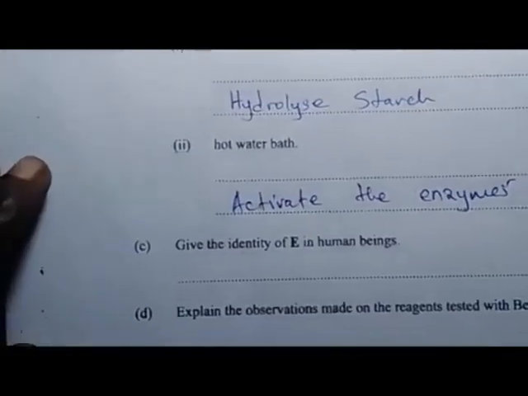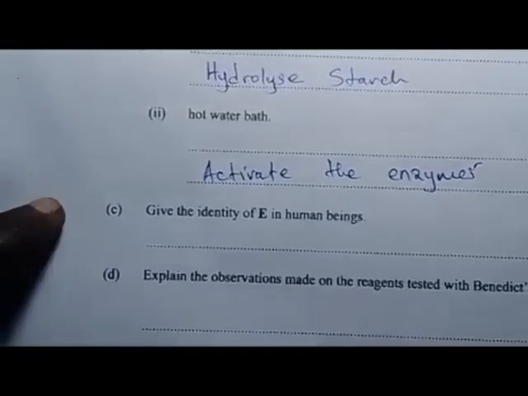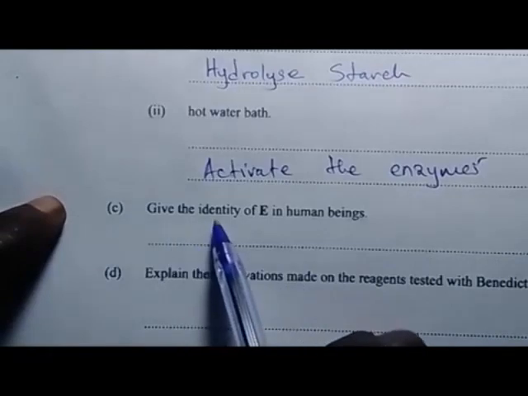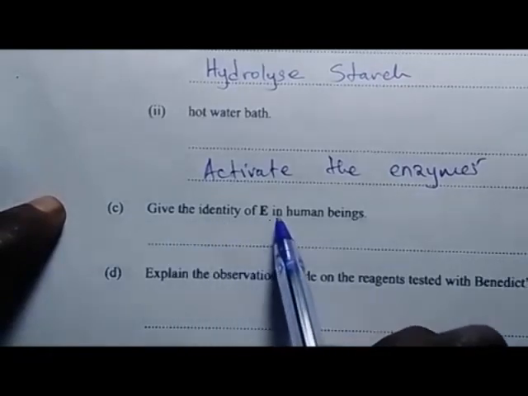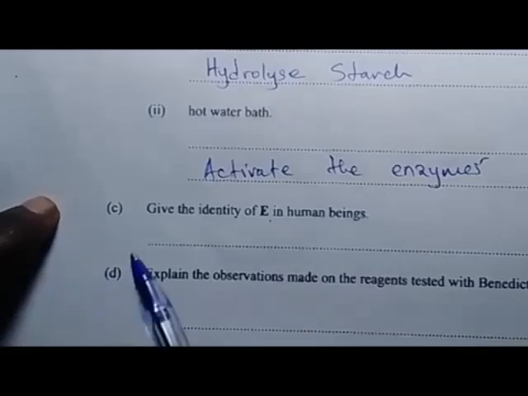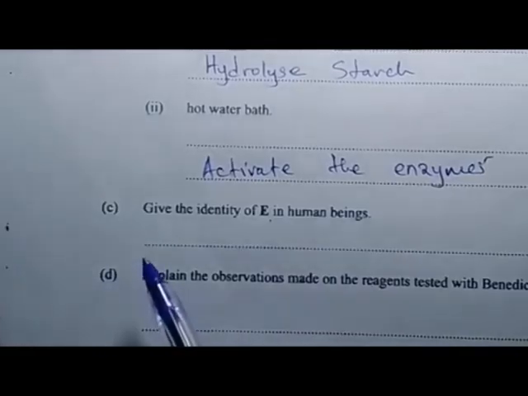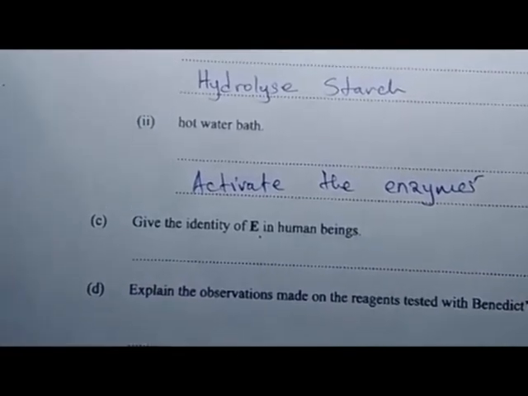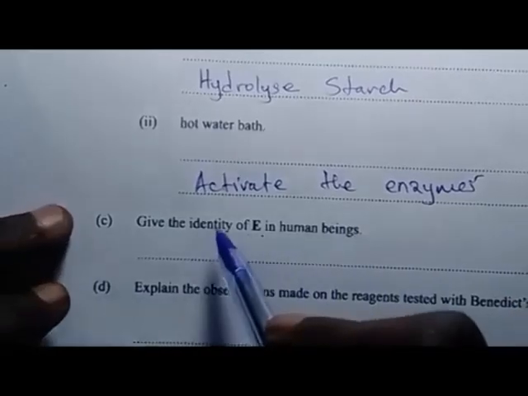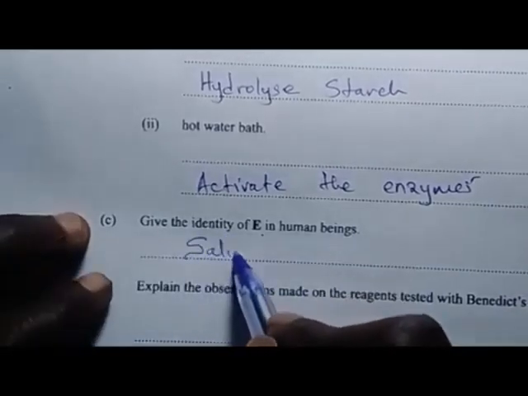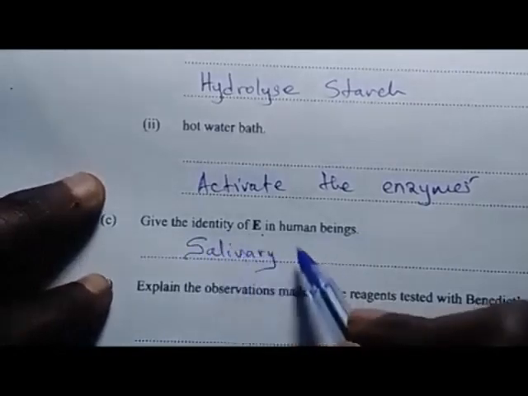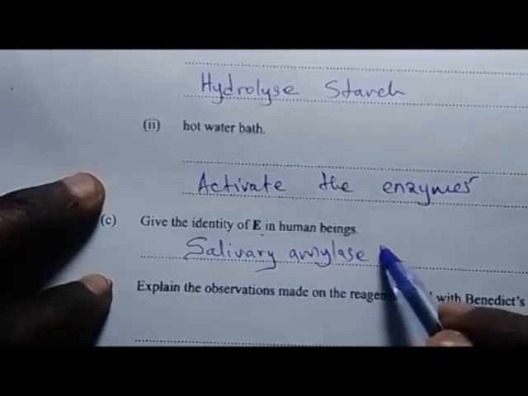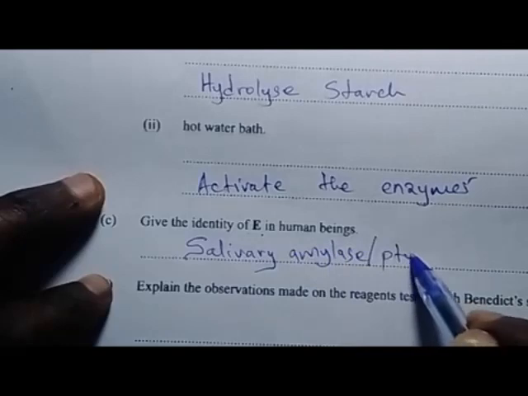So now you need to have knowledge in nutrition and in animals. Give the identity of E in human beings. Now you should be able to know that the enzyme that breaks down starch is salivary amylase, or ptyalin.